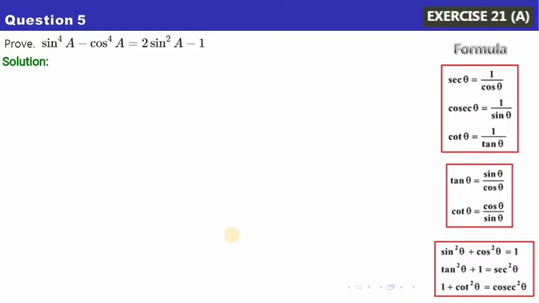Let's have a look at this now. Here we have sine to the power 4a minus cos to the power 4a is equal to this much. So let me take the left hand side. Now can I write this in this way? Yes, because this sine square a whole square is nothing but sine to the power 4a, and the same happens with this as well. Now let me treat sine square a as a, and cos square a as b. Then this becomes a squared minus b squared, isn't it?